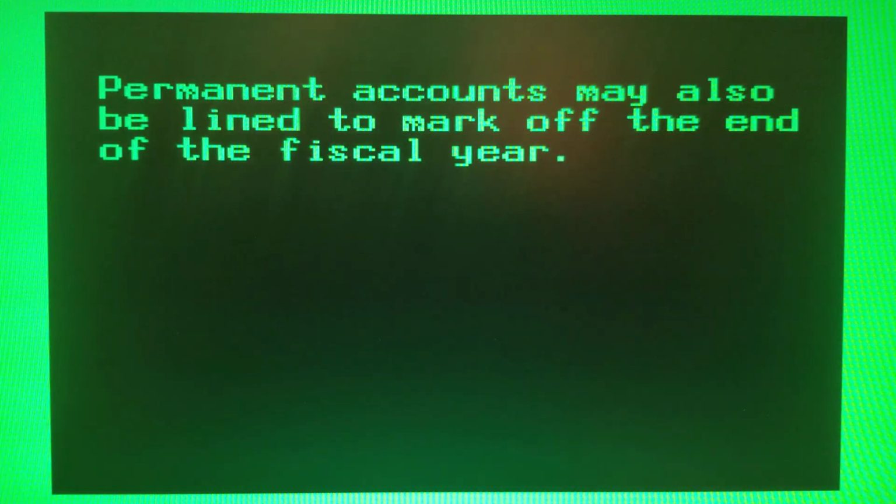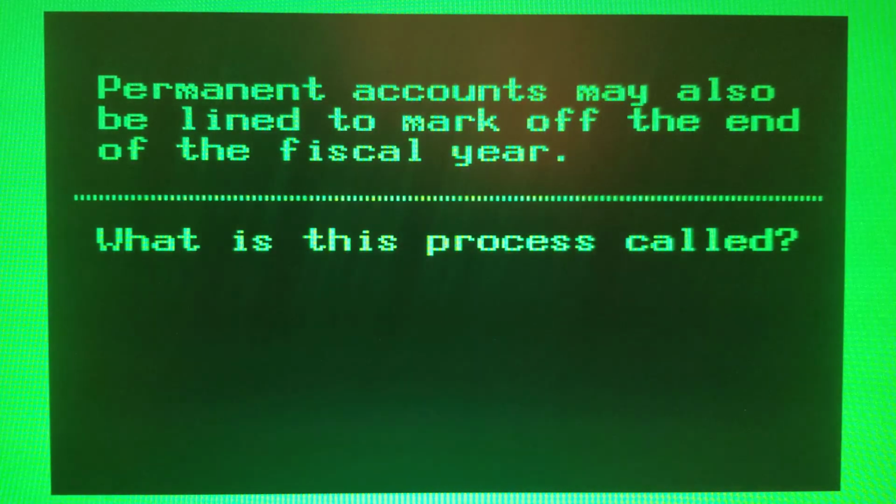In addition to the temporary equity accounts for revenues and expenses, permanent accounts may also be lined to mark off the end of the fiscal year. What is this process called?